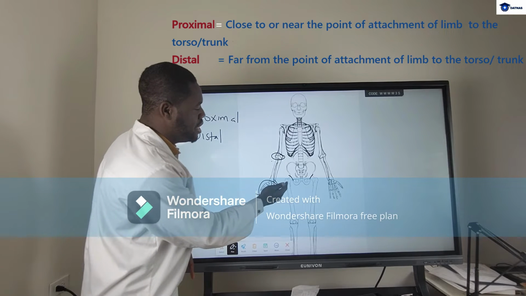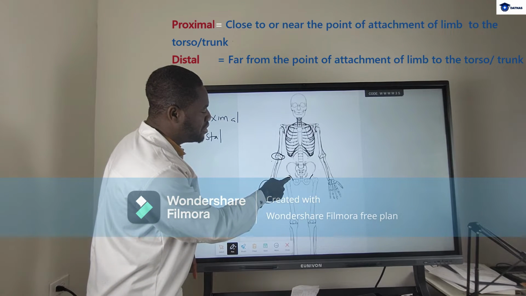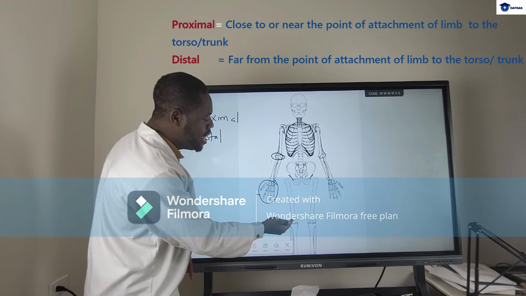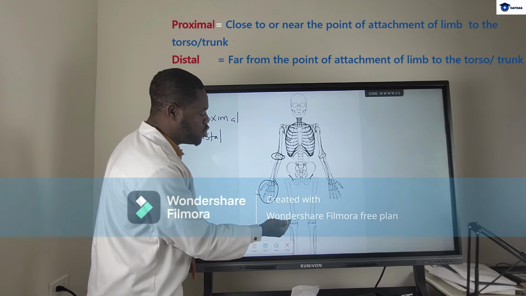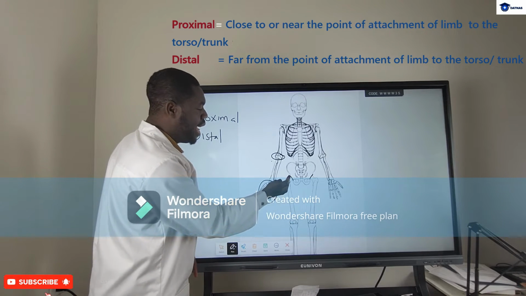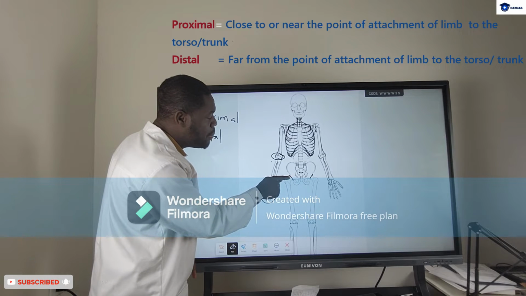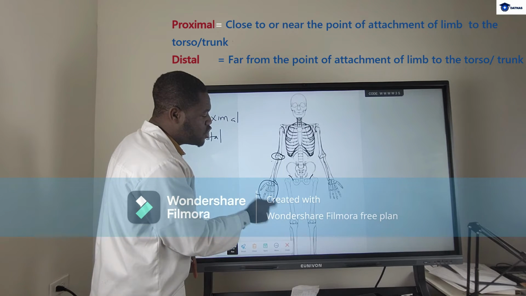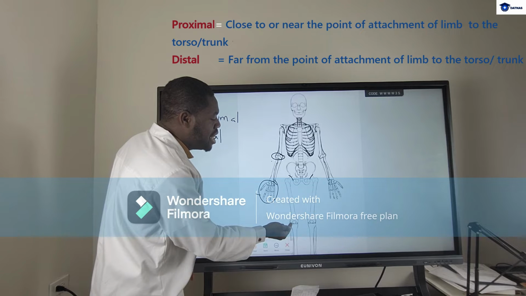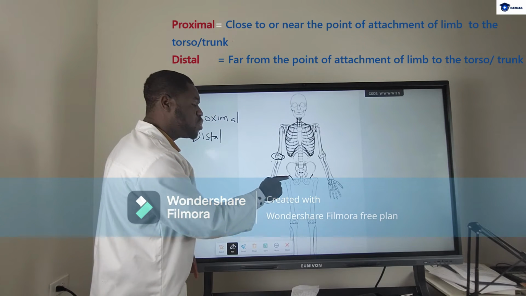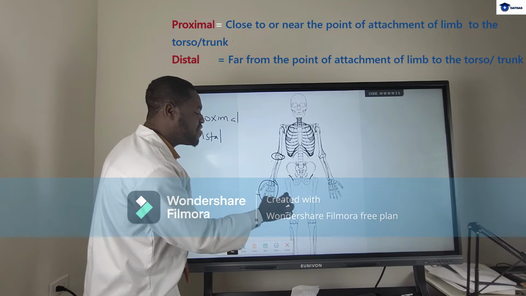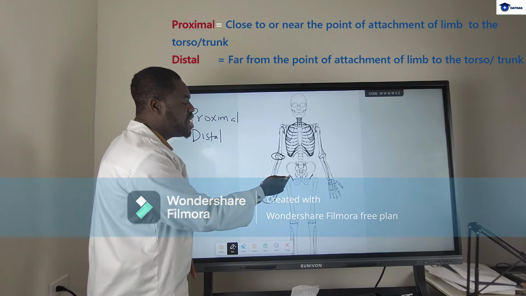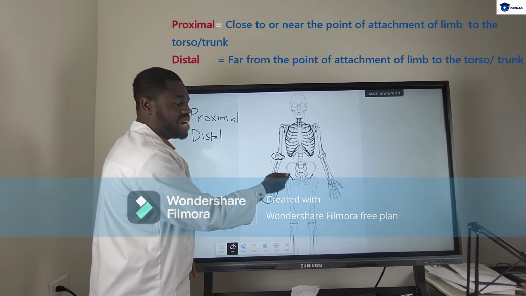Another example is the head of the femur and the knee joint. The head of the femur is proximal to the knee because the head of the femur is close to the point of attachment. So the knee joint is distal to the head of the femur because the knee is far away from the point of attachment.